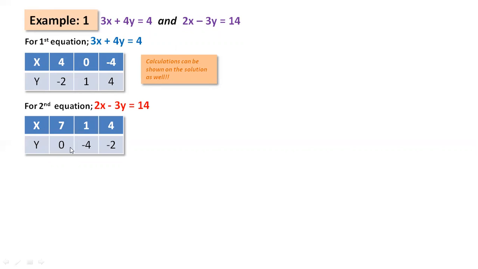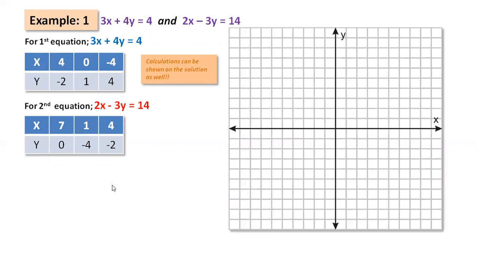And similarly here, when you put the value of x as 1 and solve it, okay, then the y value is minus 4. Okay, similarly, if you put the value of x as 4, then the y value will come as minus 2. Okay, like this we get the coordinates of this line.